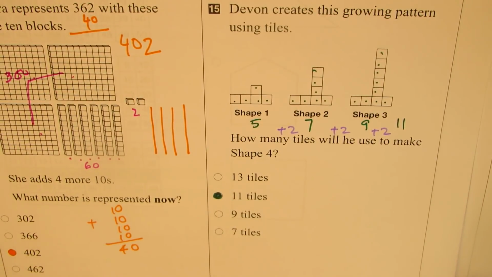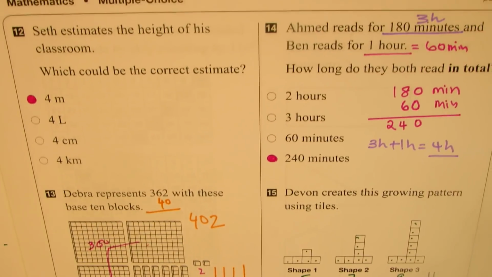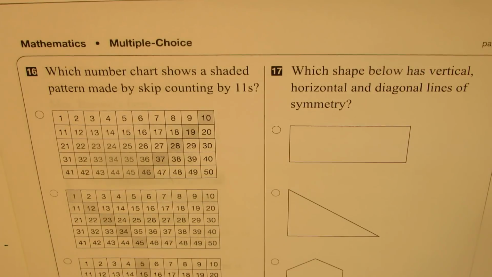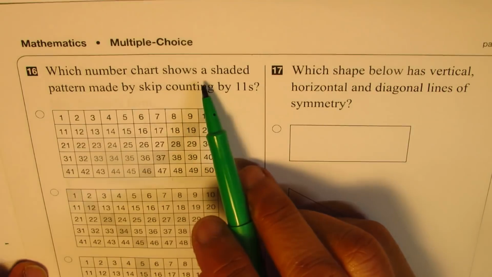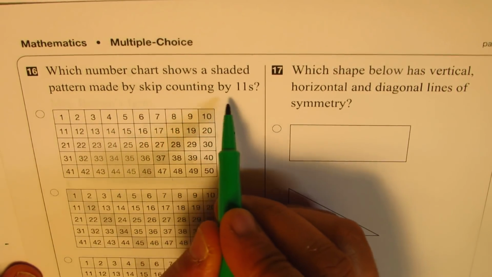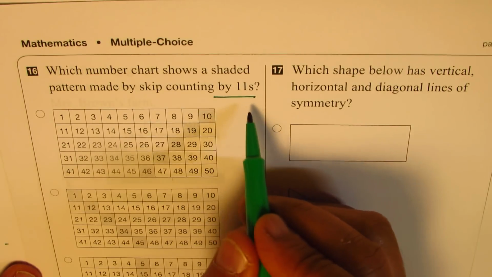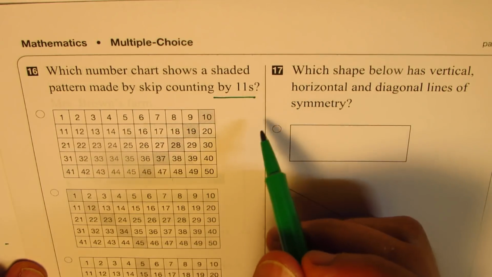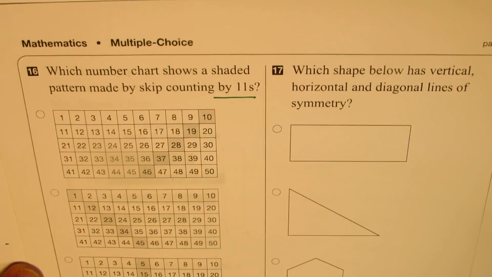Now let's move on and take more questions. We are almost at the end. 3 more questions to do. Here is question number 16. Which number chart shows a shaded pattern made by skip counting by 11? That means you have to add 11. Do you understand? So skip counting by 11. So which one is that?